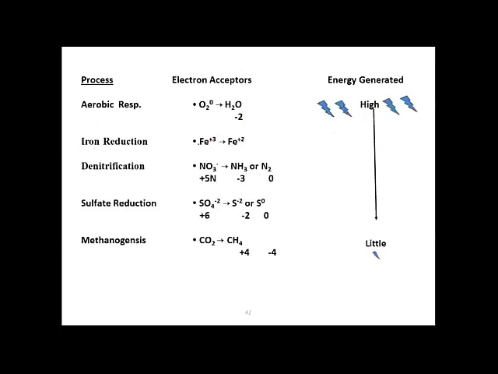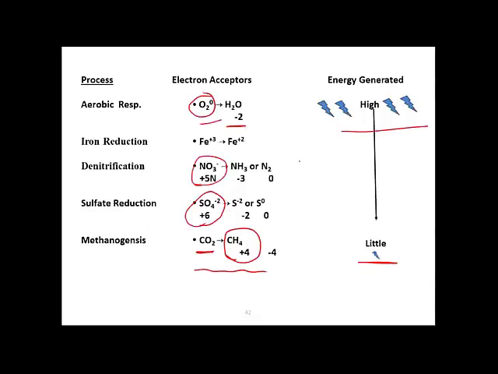So this just gives you a little hierarchy, a little idea about how much energy you generate. If you use oxygen as the electron acceptor and the byproduct formed is water, you generate lots of energy. If you use CO2 as the electron acceptor and generate methane, you generate very little energy. So the organisms that use oxygen do the work faster, and they do the work more completely than the ones that do sulfate reduction. Here's sulfate.